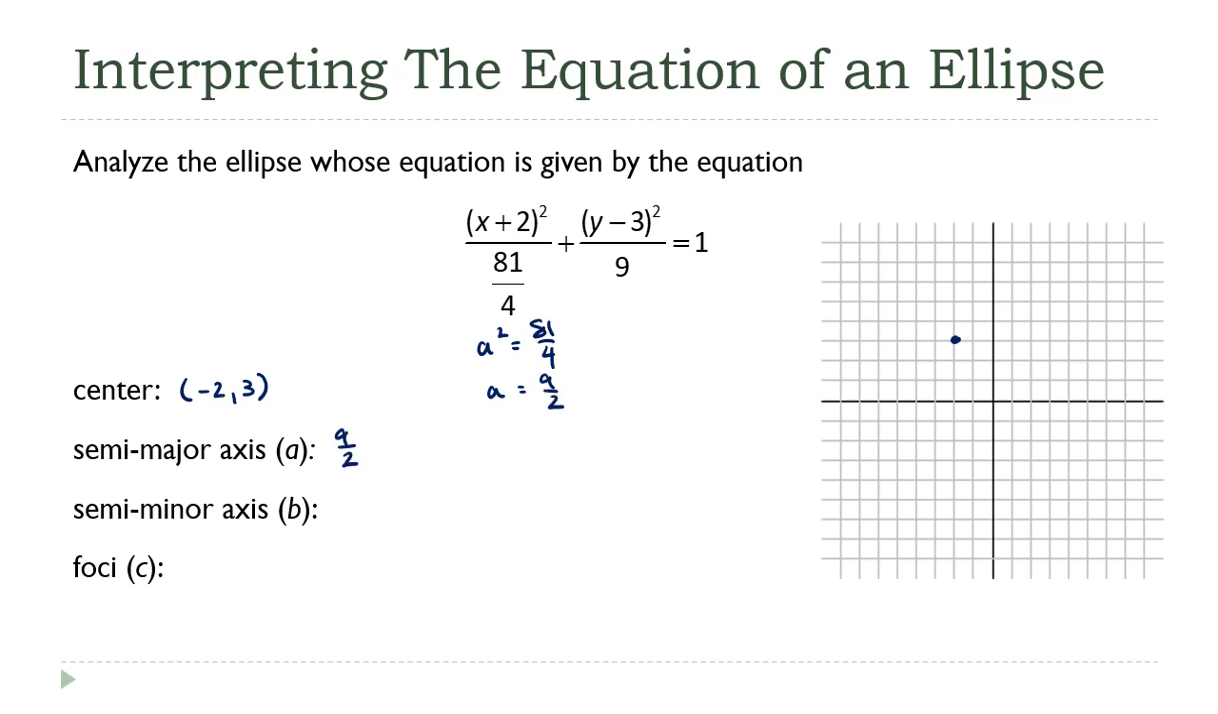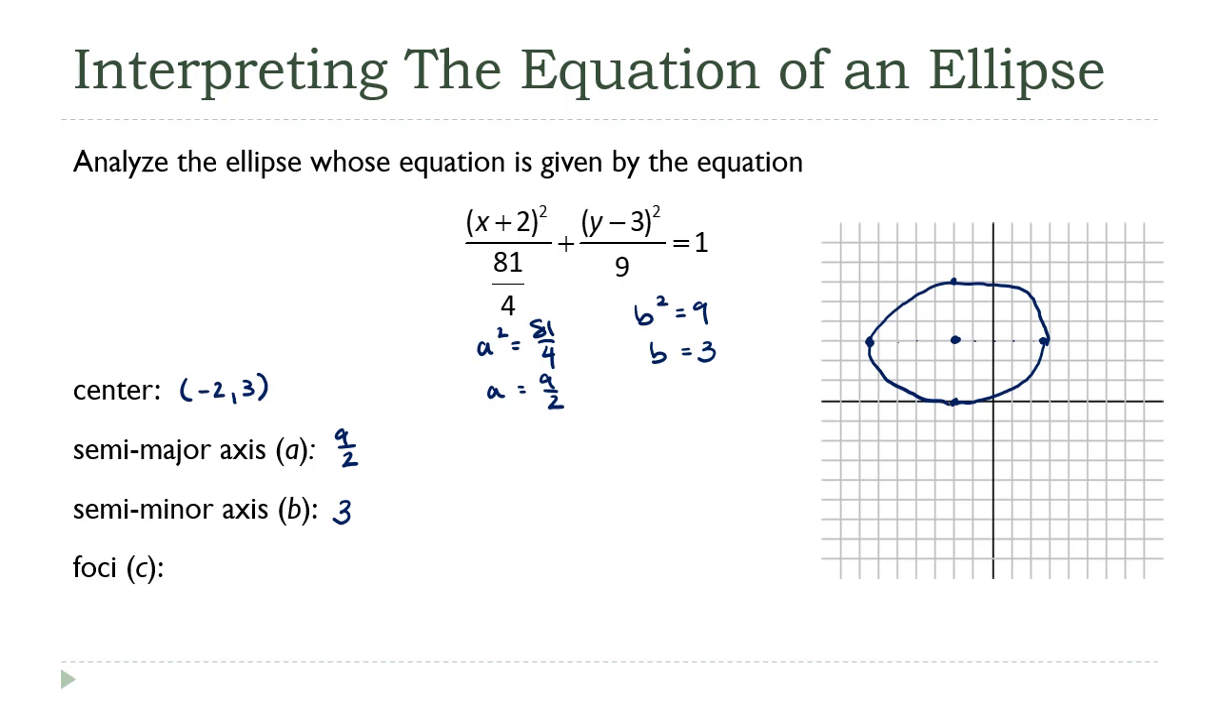That's going to be in the x direction, right? Because it's under the x part. So that's 4.5. So I'm going to go 1, 2, 3, 4 and a half. And I'm going to go 1, 2, 3, 4 and a half. Then b squared is going to be 9. So b is equal to 3. And that's the y direction. So I'm going to go up 1, 2, 3, down 1, 2, 3. And that's all I need for my sketch, right? Yeah, that's more or less what my ellipse looks like.